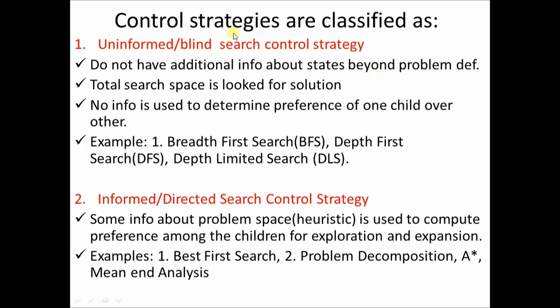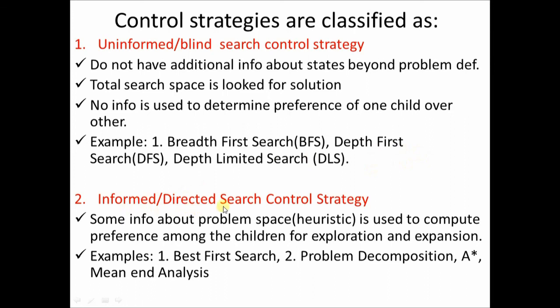Now these control strategies are classified as uninformed, or blind search, control strategies, and informed, or directed search, control strategies. Uninformed or blind search control strategies are the ones wherein we do not have additional information about the states beyond the problem definition. Here the total search space is searched for the solution. No information is used to determine preference of one child over the other. Examples are breadth first search, depth first search, depth limited search, and there are more techniques.